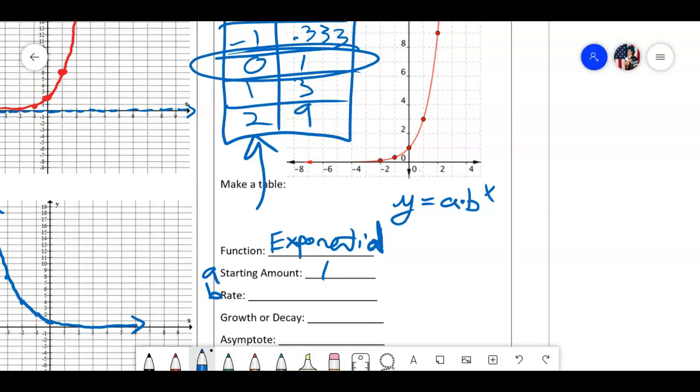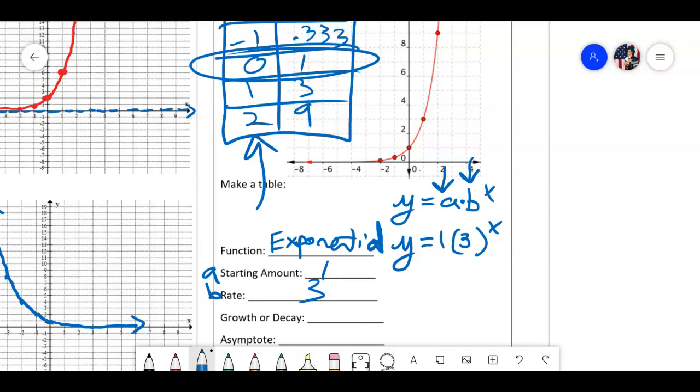But the b, what is the rate? We already said it, but how much is it multiplying each time? 3 times 3 times 3 times 3. That's my rate. So if a is 1 right here and b is 3 right here, could you write an equation of that function? Yes. Let's write it. Y equals what? What's a? 1. And then what's b? 3 to the power of x.